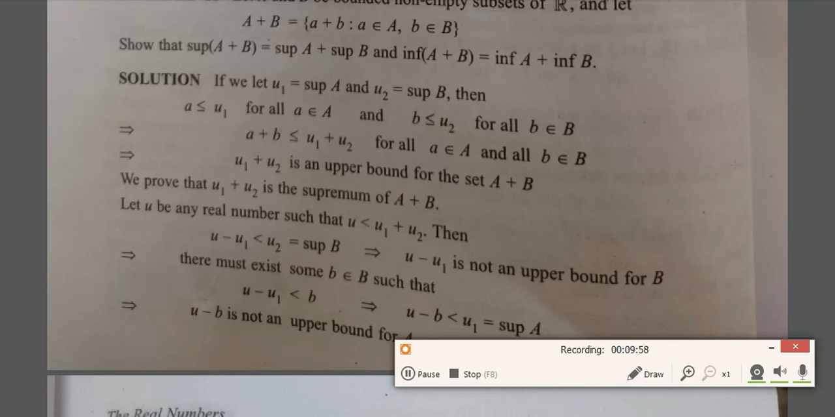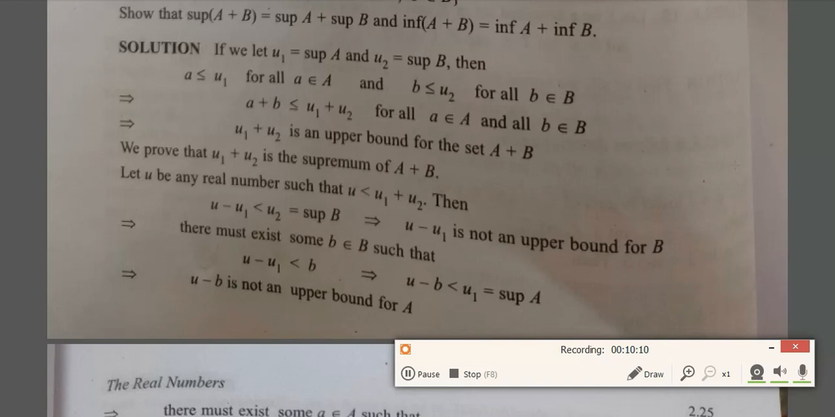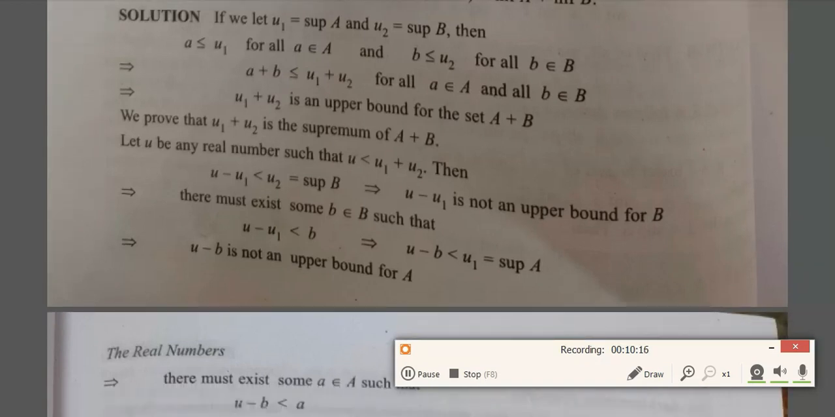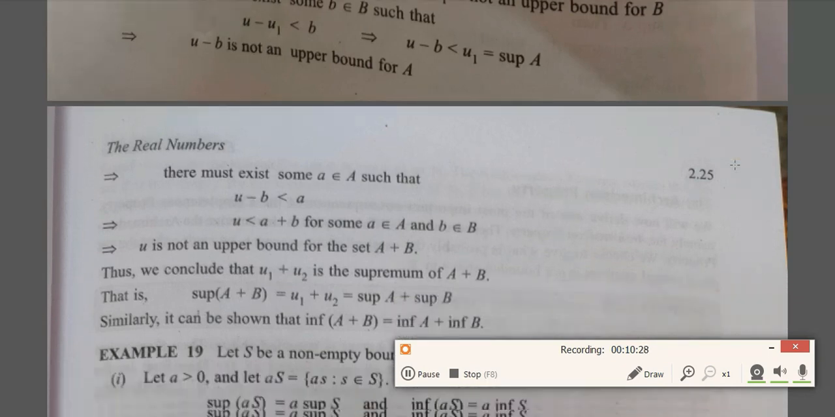So there must exist some number in B, say small b, such that U minus U1 is less than b. Now U minus b is less than U1, which is equal to the supremum of A. So U minus b cannot be an upper bound for A. So there must exist some number a in A such that U minus b is less than a. So U should be less than a plus b for some numbers a and b. So this number U is not an upper bound for A plus B. Thus we can conclude that U1 plus U2 is the supremum of A plus B.